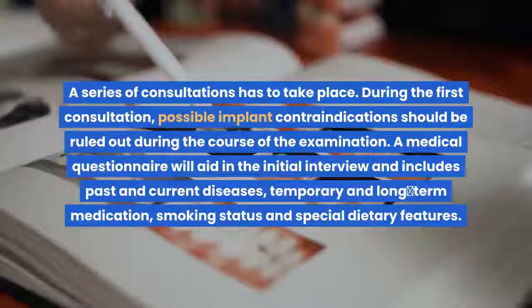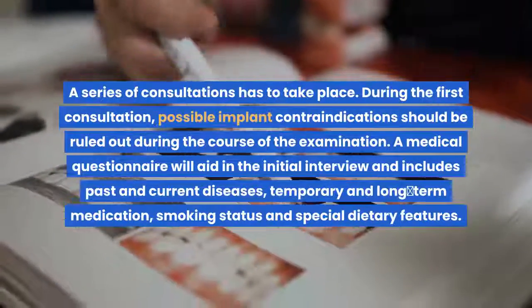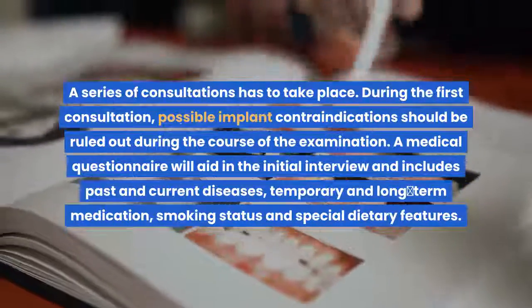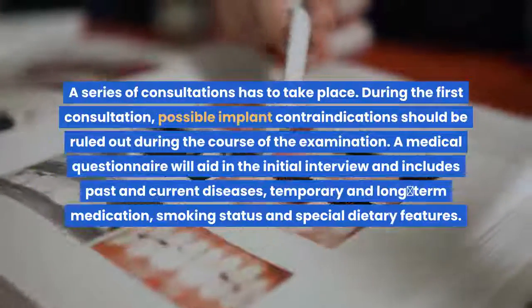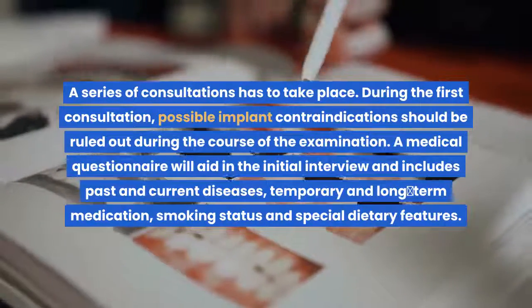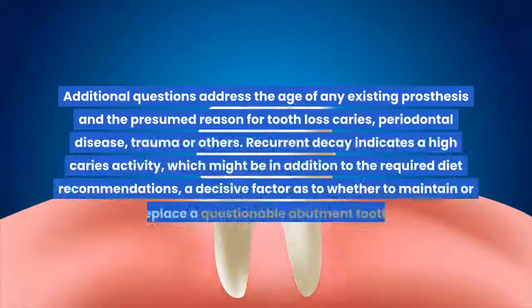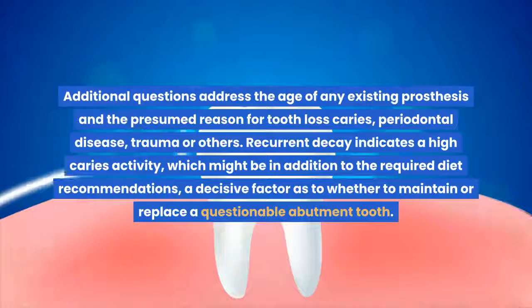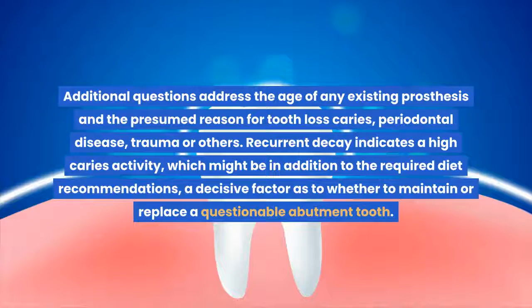A medical questionnaire will aid in the initial interview and includes past and current diseases, temporary and long-term medication, smoking status, and special dietary features. Additional questions address the age of any existing prosthesis and the presumed reason for tooth loss: caries, periodontal disease, trauma, or others. Recurrent decay indicates a high caries activity, which might be, in addition to the required diet recommendations, a decisive factor as to whether to maintain or replace a questionable abutment tooth.